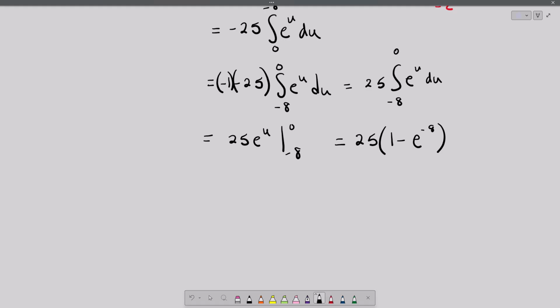That is our answer. Is that a positive number? Is that a negative number? Positive. Better be positive. That curve was above the t-axis. That number right there, e to the -8, is tiny, tiny, tiny. So 1 minus tiny, tiny, tiny is still positive.